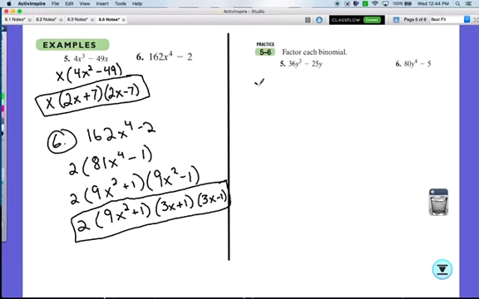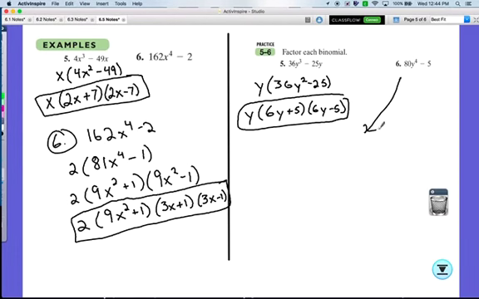All right, for 5, if you take the y out, you'll end up having 36y squared minus 25. And then that'll factor out, because it's a difference of two squares, into 6y plus 5, 6y minus 5. And you're factored.